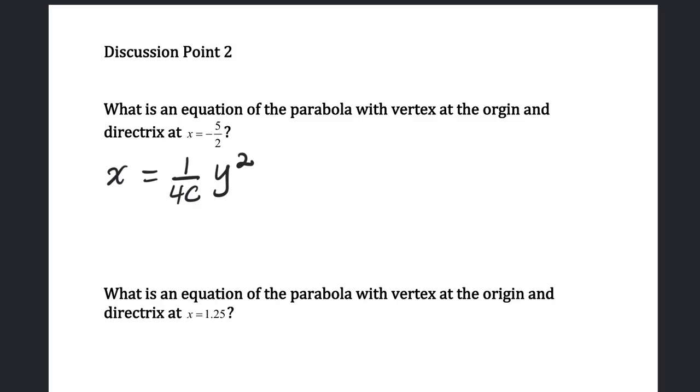What is the equation of a parabola with a vertex at the origin? So the origin is (0, 0), and the directrix is x equals -5/2. What I'm going to do is sketch my graph. Notice that x is -5/2, so it's right here. x is equal to -5/2. And we do have our parabola, and here's our focus.